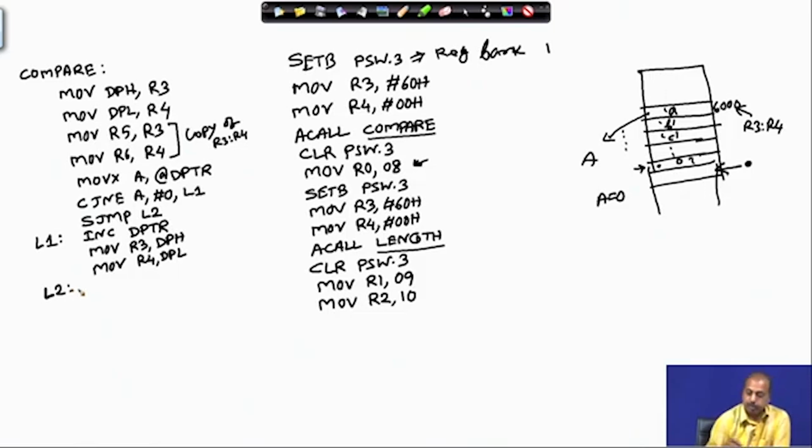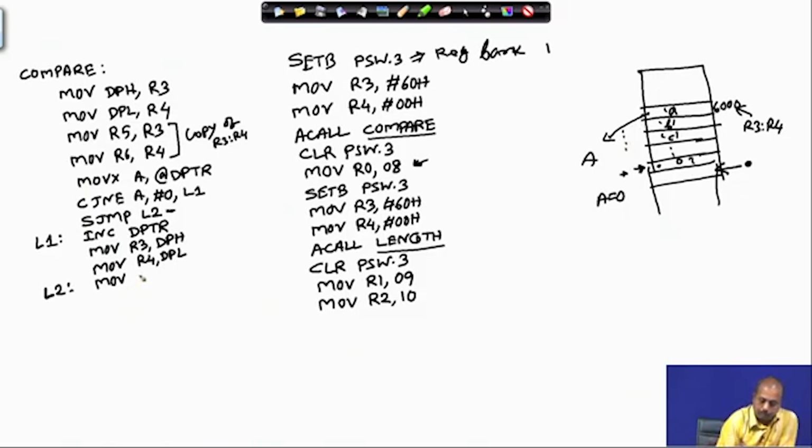In L2, that means we have come to the second string. So then I need to start doing the comparison. From this point, SJMP L2, when this is matching, we are coming to this point. If they are the same, it is the end of the first string, so I can start doing the comparison. How do I do it? This DPTR has come to the end, so DPTR has to be taken back to the first position.